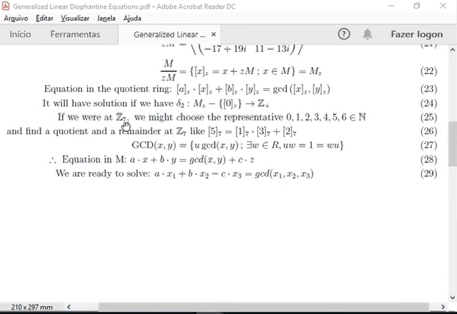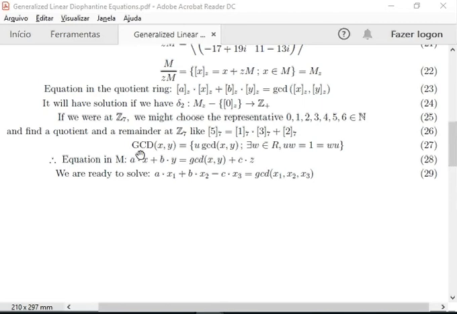If we were at Z7, we might choose the representatives 0, 1, 2, 3, 4, 5, 6 in N. And we would find a quotient and the remainder at Z7 like this. Divide 5 by 3. We have a quotient 1 and the remainder 2. So we take 5 plus 7, 12. 12 divided by 3 is 1, plus the remainder 2. Okay?